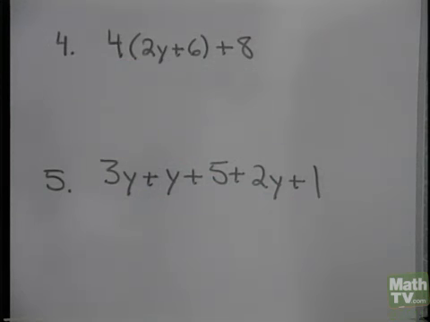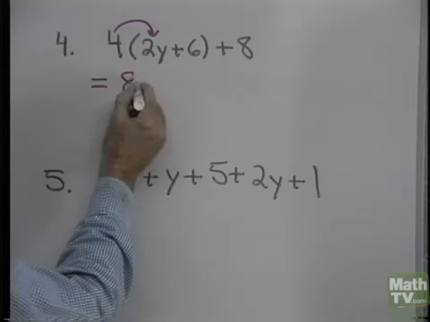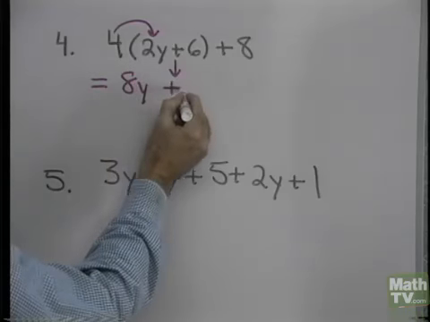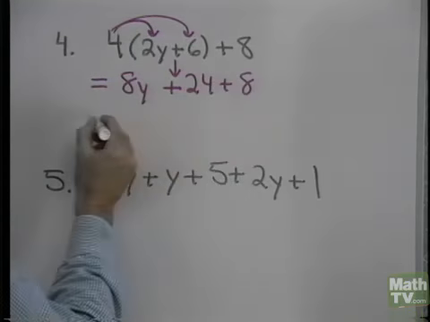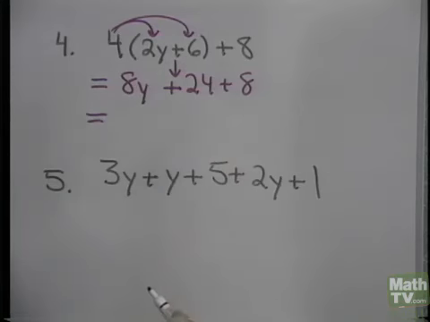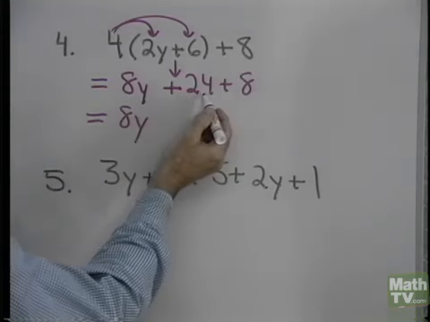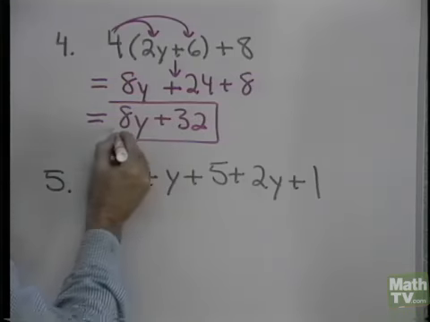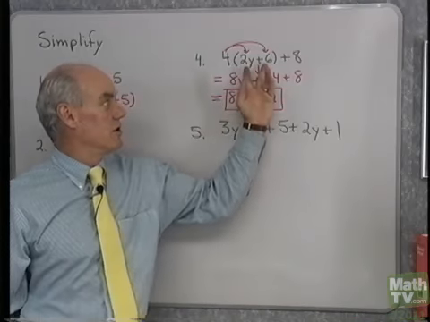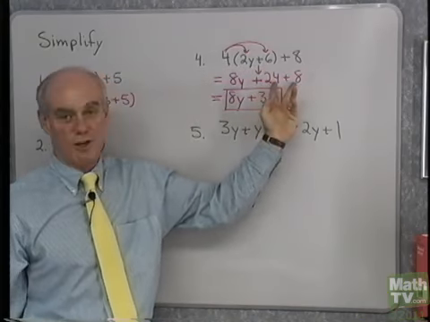Problem 4, I have 4 times the quantity 2y plus 6, and then outside the parentheses plus 8. Again, the distributive property, 4 times 2y will be 8y, plus, that's that addition sign, 4 times 6 is 24, and then plus 8. Now I can regroup here and group the 24 and the 8 together using the associative property. I won't show that. I'll just write 8y plus 24 plus 8 will be 32. So that simplifies down to 8y plus 32. So I use the distributive property here to multiply this out and remove these parentheses. Then I'm adding what really are called similar terms.